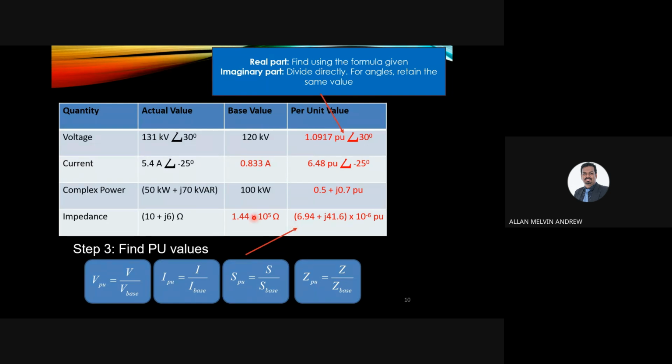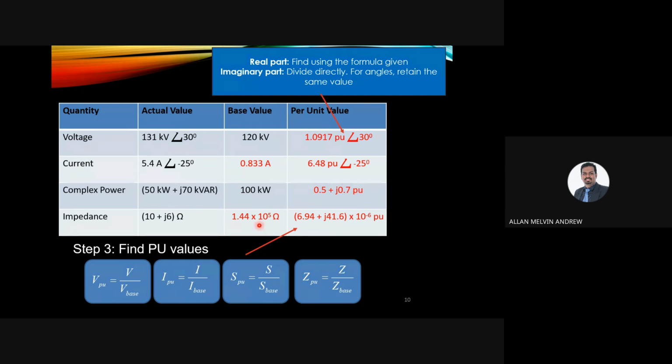The actual number: 10 divided by 144,000. You can get 6.94 times 10 to the power of negative 6. It's okay, you can write it like this. Try to do until you get this format. If not, you can just write it like this, but I prefer you to write it like this.